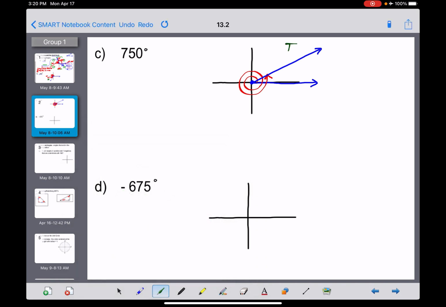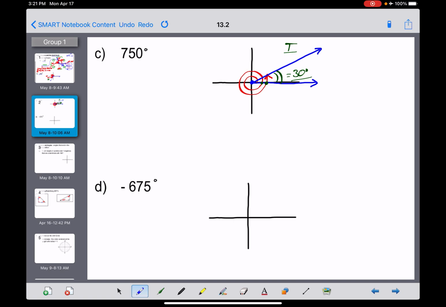This angle ends up in the first quadrant, and then the reference angle right there, well, what do we say, guys? We did 360 to get us right there, 720 to get us right there, and another 30 degrees for our reference angle right there. So first quadrant, 30-degree reference angle. That's a 750-degree angle. And the last one I got for you here, guys, negative 675 degrees.